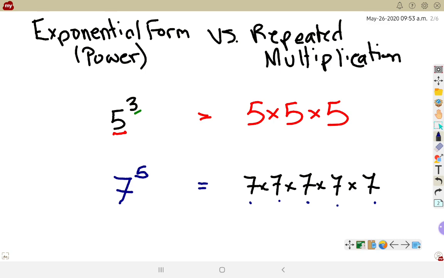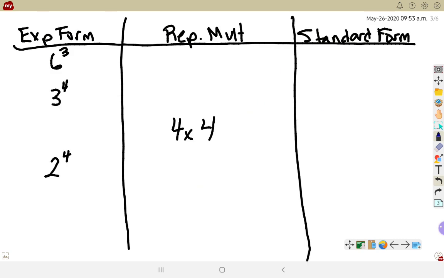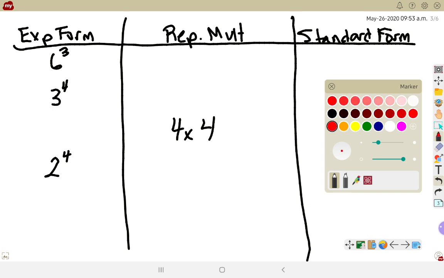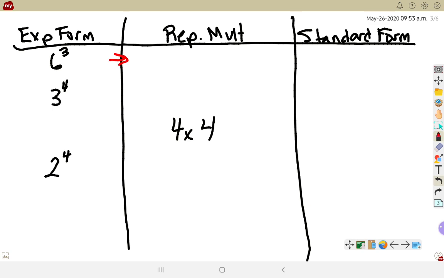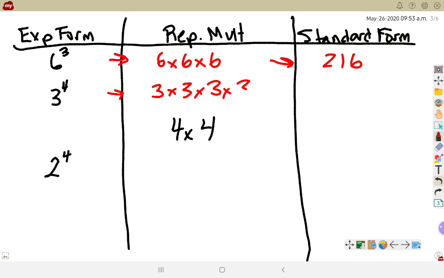All right, so we're going to look at going back and forth between exponential form, repeated multiplication, as well as standard form. If I have 6 to an exponent of 3, that would be the same thing as 6 times 6 times 6, and if you type that into your calculator, that would give you 216. If I have something like 3 exponent 4, that's 3 times 3 times 3 times 3, and if you type that into your calculator, you'd get 81.